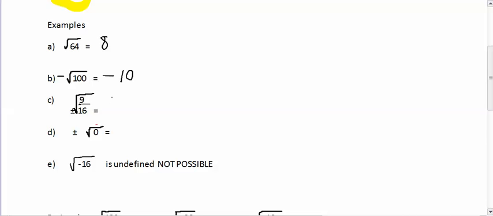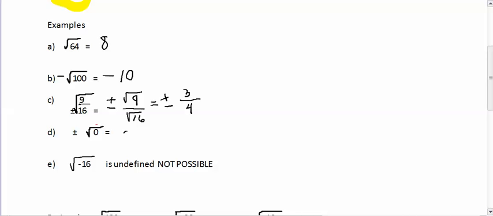Okay, right here there's a plus and minus sign. We keep that. So answer can either be positive or negative. And then you take the square root of 9, and then you take the square root of 16. So if it's a fraction, you can just make two separate square roots. So it's going to be plus or minus. What's the square root of 9? 3. What's the square root of 16? 4.